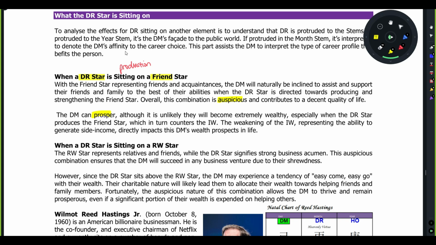Now, it doesn't mean that they will be extremely wealthy. Because why do we say that? Because the friend star counters the indirect wealth. And so it will weaken the indirect wealth, which will weaken the entrepreneurial spirit or the self of the person. So therefore, this is where it's a good life, decent, just about that, as it is.